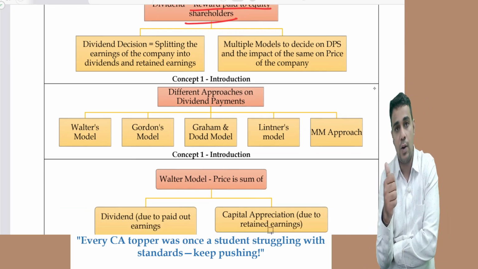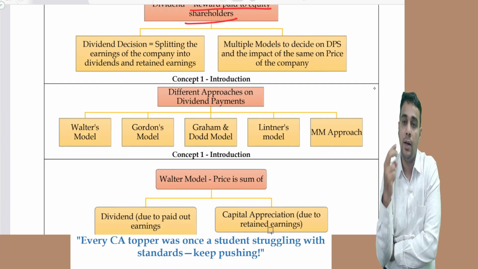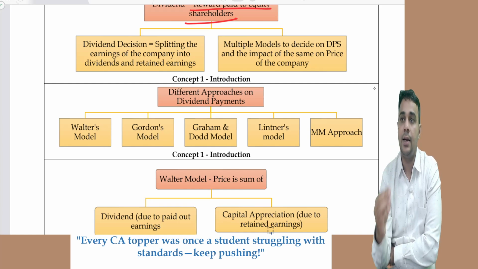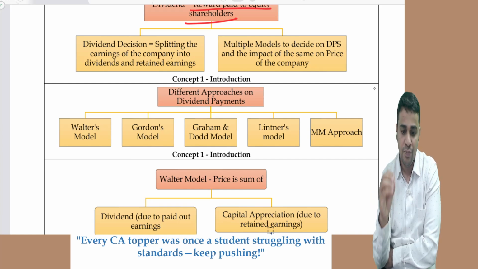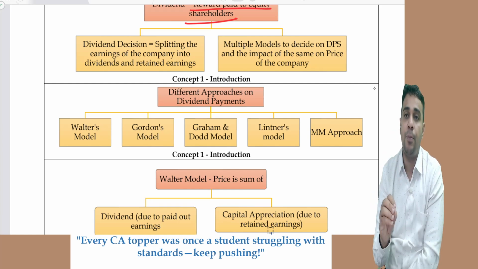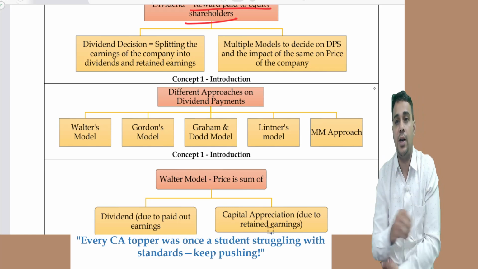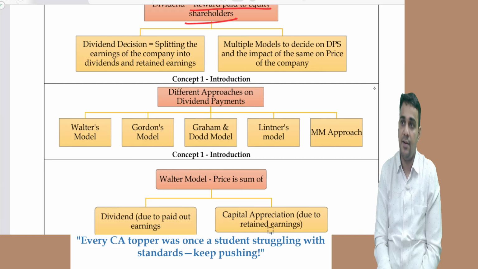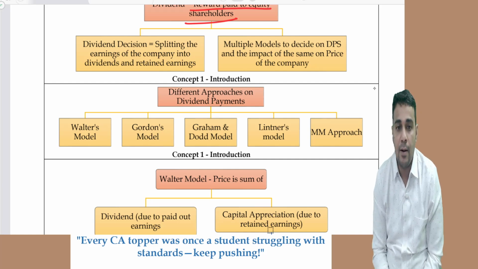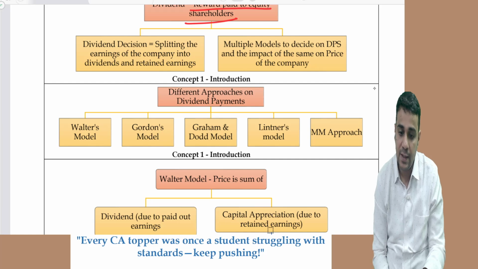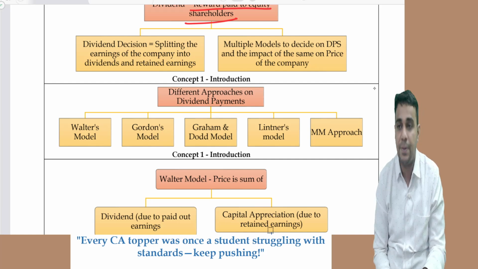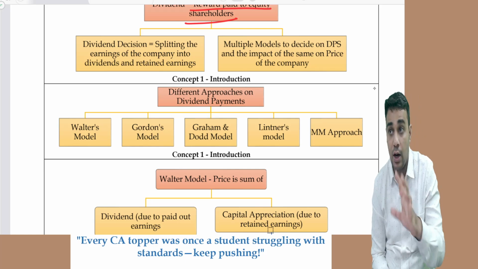One is Walter's model, Gordon's model, Graham and Dodd model, Lintner's model. 5 models have been given in your material. We are going to discuss each of them. Some questions we will do. Now, one approach is an irrelevance model. What is an irrelevance model? It says the value of the share has zero impact because of the dividend decision. Whatever dividend you pay does not really matter. Whether you are paying 10% dividend, 20%, 40%, or 80% dividend, it does not matter.